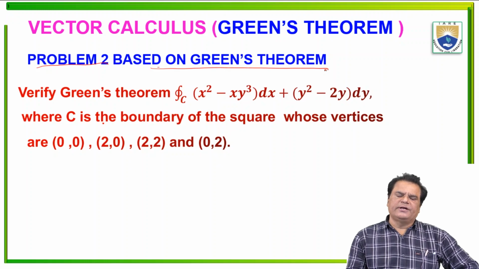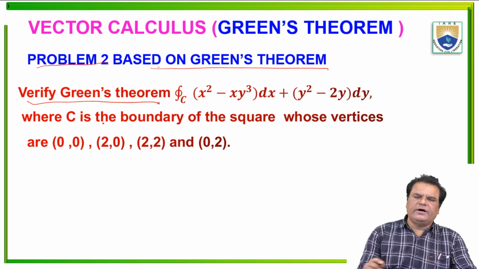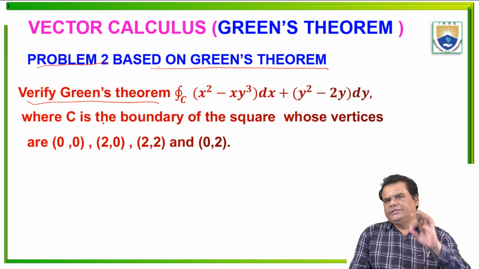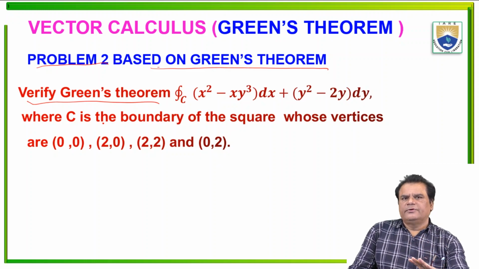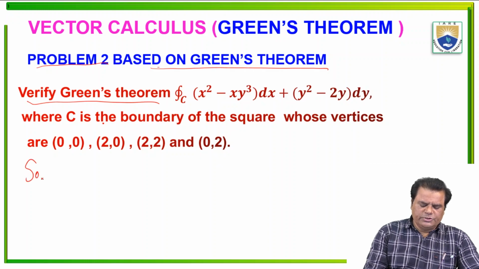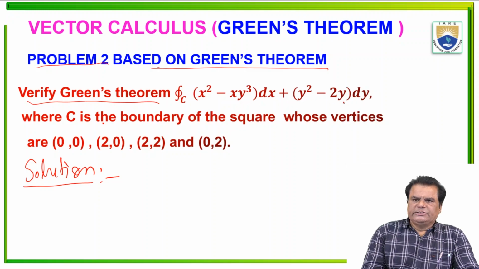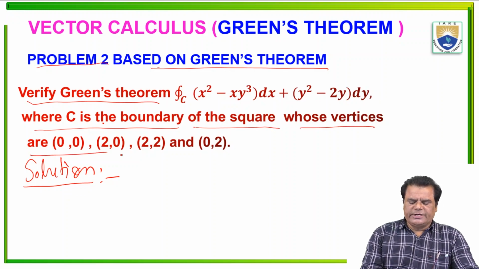This is also a very important problem. With the help of this, verify Green's theorem. First of all, we want to verify Green's theorem with the help of this curve and this function. So here is the solution. This is a very important question. Solution: verify Green's theorem, where C is the boundary of the square whose vertices are this and this.